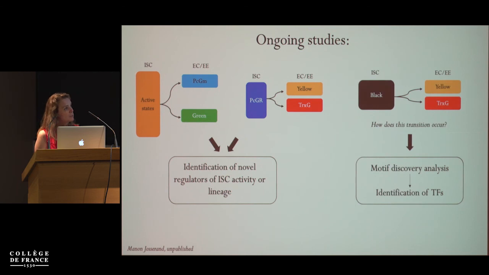And the other question that we're quite interested in is trying to understand how these transitions occur and if the transitions themselves are actually important for the final differentiation process. And one that we're focusing on is this black to active state. And the approach that we're using is to look at transcription factor motif discovery and try to identify the transcription factors that might be regulating this transition.